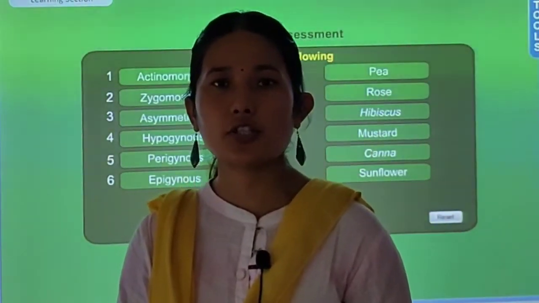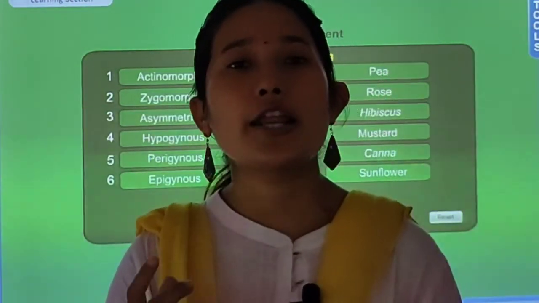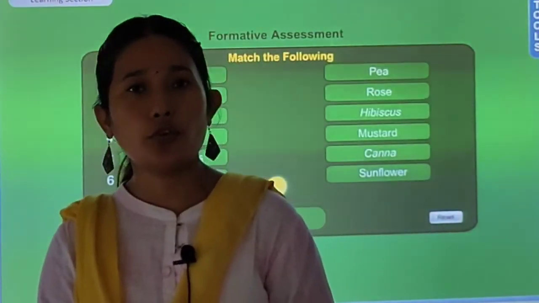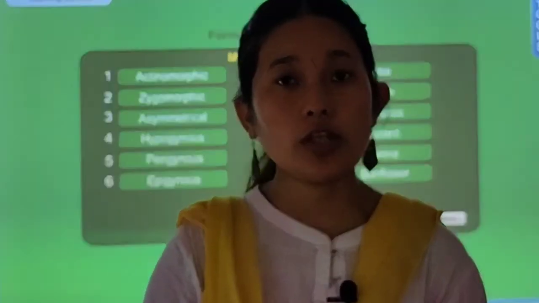Okay, and next one is inflorescence. What do you mean by inflorescence? Inflorescence means arrangement of the flowers. The arrangement of the flowers is known as inflorescence. So that's all about this particular chapter.